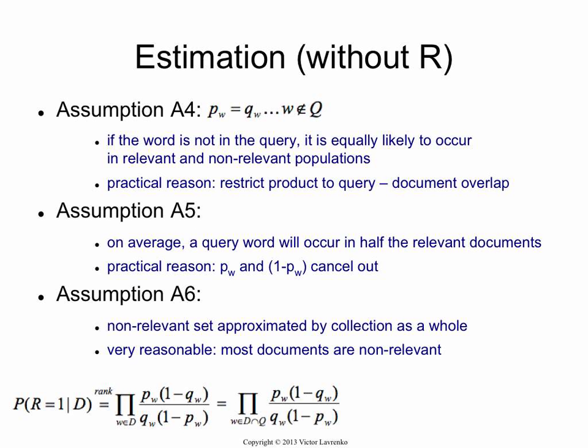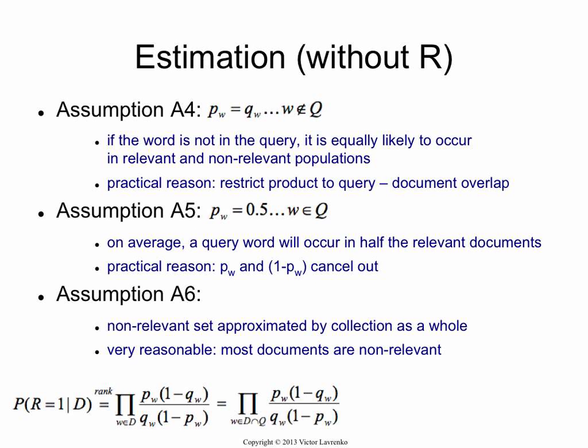Okay, next assumption. I still have to estimate the PWs and QWs for words that are in the query. So the assumption that they make is that if a word is in the query, it's going to occur in about half the relevant documents. So PW is going to be 0.5. Now, why are they doing that? Is that reasonable? No, but in the absence of any relevant examples, that's probably as good as any other estimate that you're going to come up with. Because remember, nobody's giving you examples of relevant documents at this point. So they're just saying that PW is going to be 0.5, and that means that half the relevant documents will contain a query word on average.